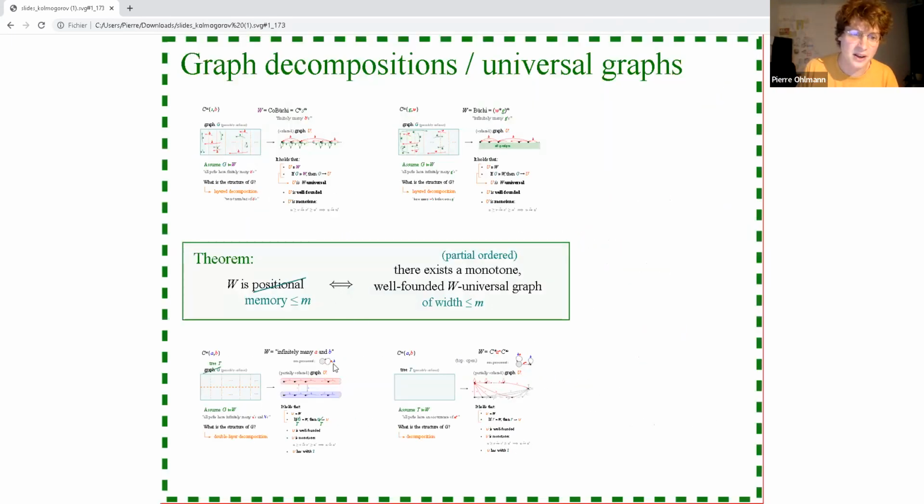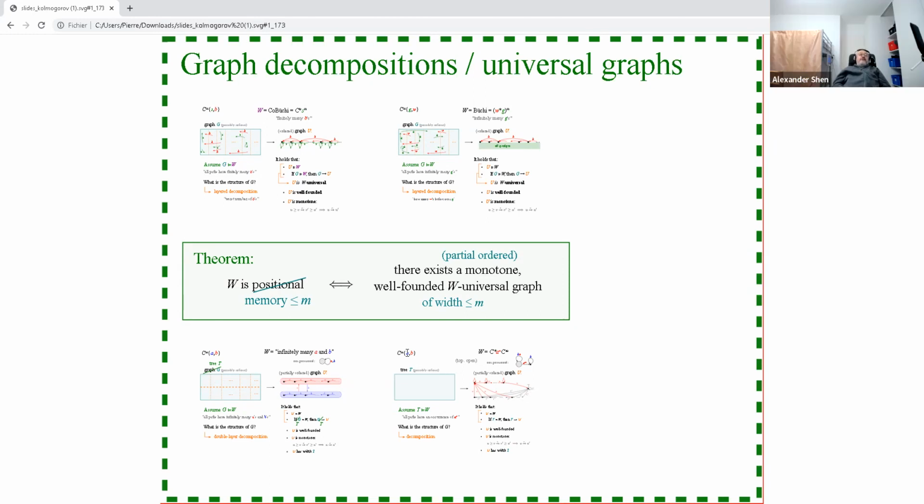Just before, you say that W is positional. It means that if there is a winning strategy, there is a positional winning strategy. Yes. So this is a property of games on the left, and on the right it's a property of graphs. It's maybe a weird property, but it only mentions graphs.